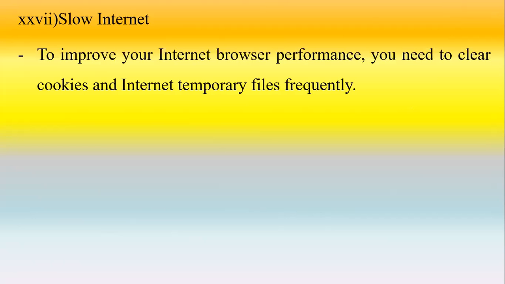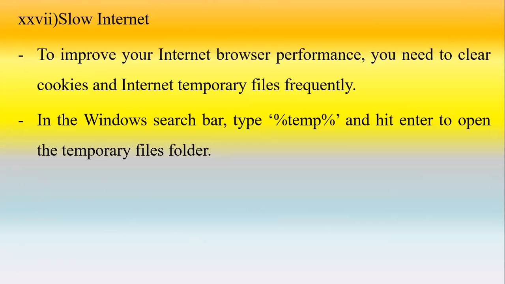Number 27 is having slow internet. To improve your internet browser performance, you need to clear cookies and internet temporary files frequently. In the Windows search bar, type %temp% and hit enter to open the temporary files folder. Then clear the cookies and the files.